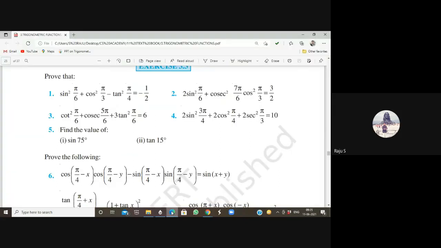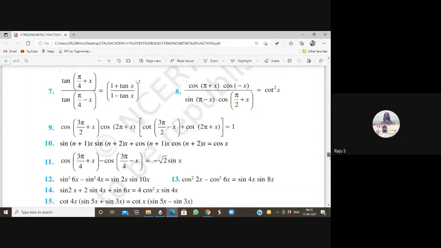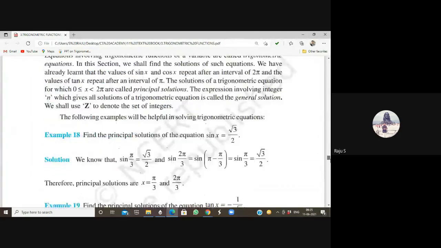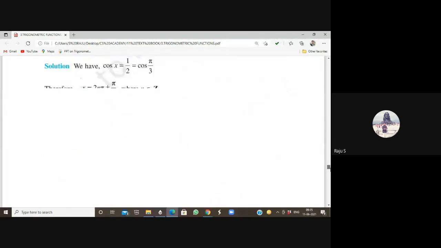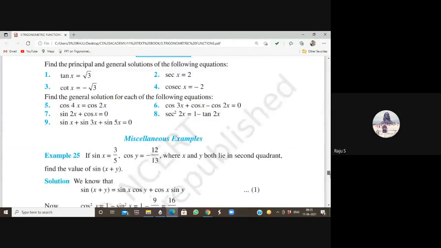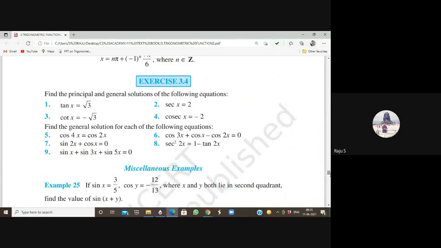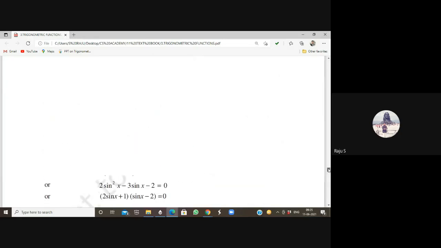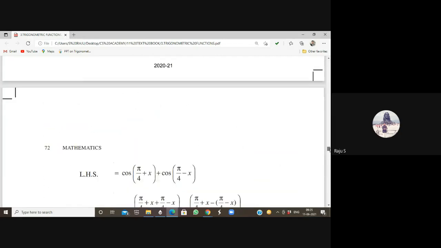All these formulas we are using to solve these problems, general problems only. 3.4 is in the revised syllabus. It was a deleted portion last time. To find the general solution, we will now discuss this chapter.